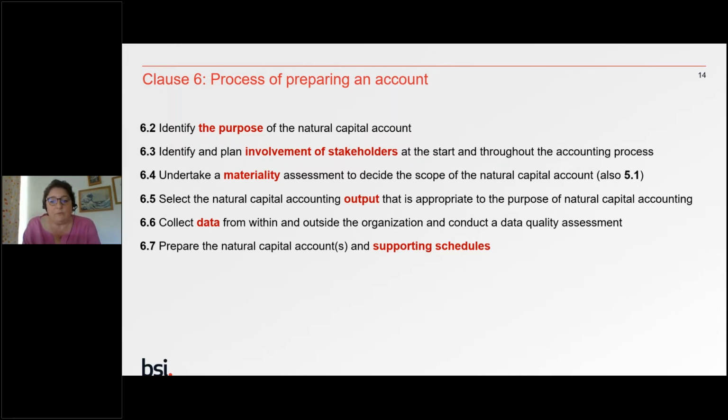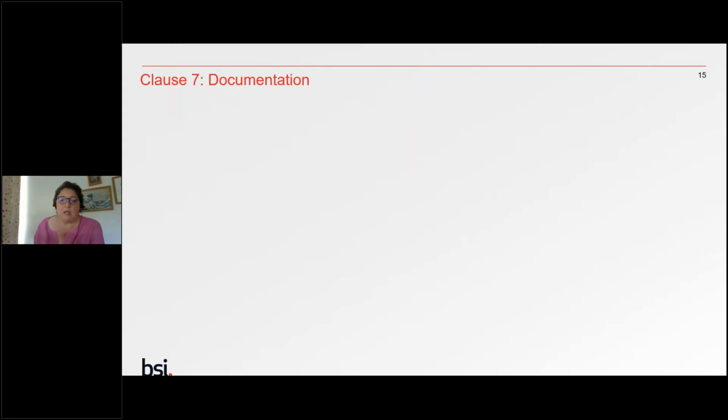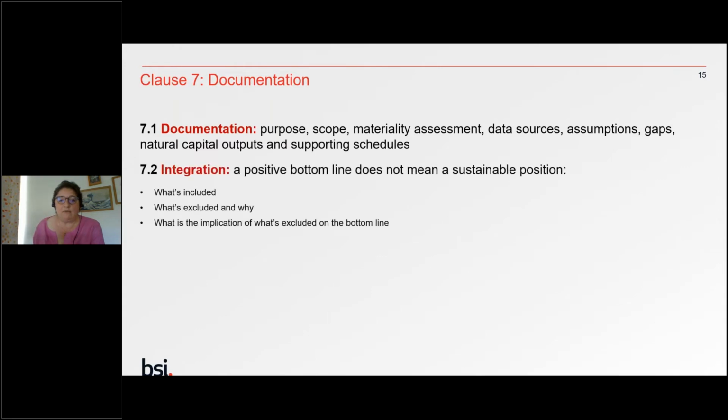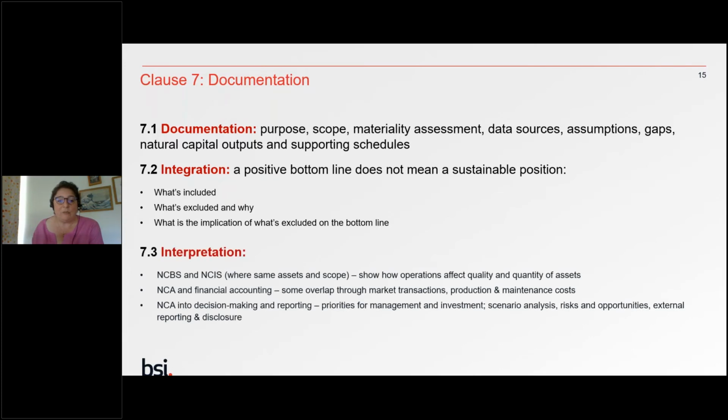Because we firmly believe that it's not the bottom line that matters the most, but it's the process of putting these accounts together. So involving stakeholders in every step of the way, and we'll see many examples of that in the case studies. As I said, documentation is very important. This is how we can make sure that the accounting process is used properly, and it has integrity and it has comparability.